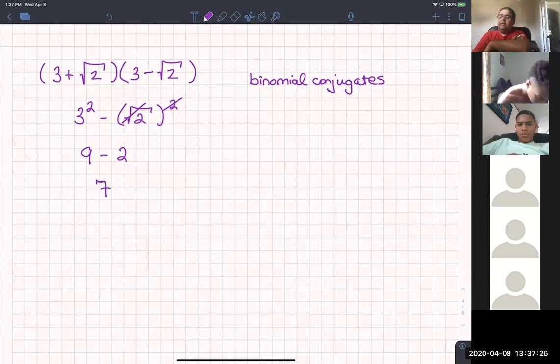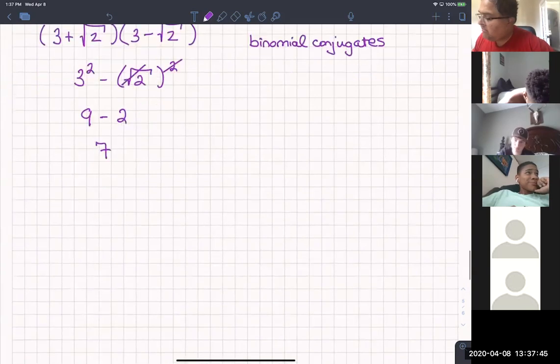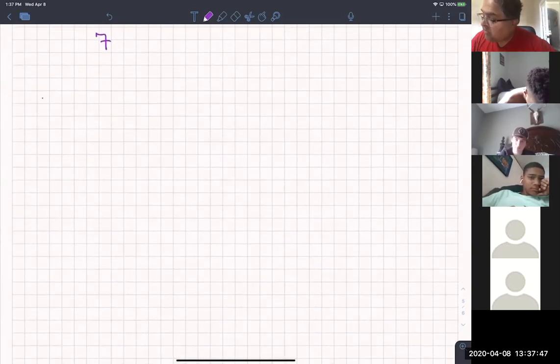So look what happened. When I multiplied a binomial by its conjugate, what happened to my radical sign? You get a whole number. The radical sign goes away. And that's an important fact that you can keep in the back of your mind when you're multiplying a binomial by its conjugate. So before we move on, let's do a practice problem.